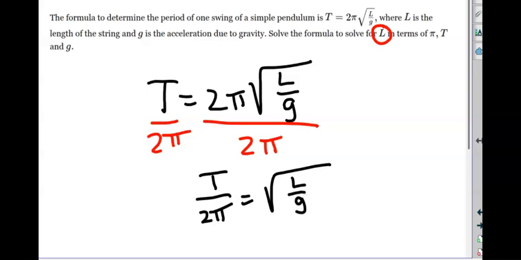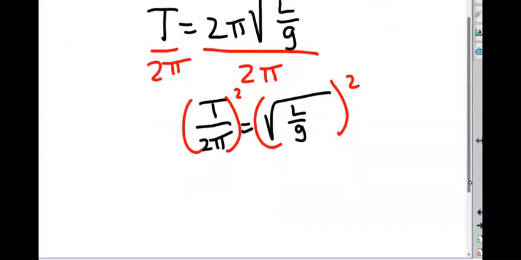And now I can remove this grouping symbol. The inverse of square rooting is squaring. What you do to one side, you'll also do to the other. Now this square root and this square will cancel each other out, leaving the left side as L divided by G. Leaving the right side as L divided by G.